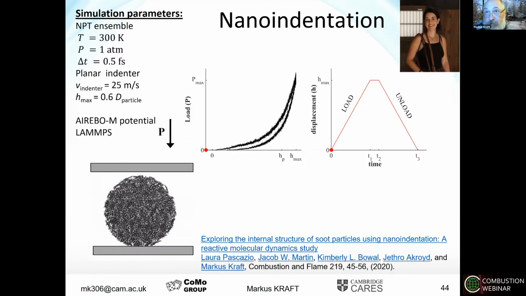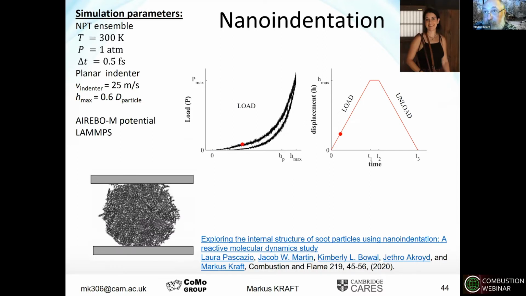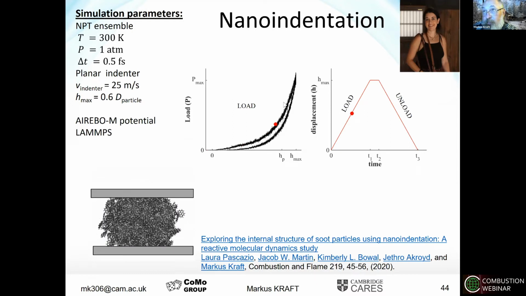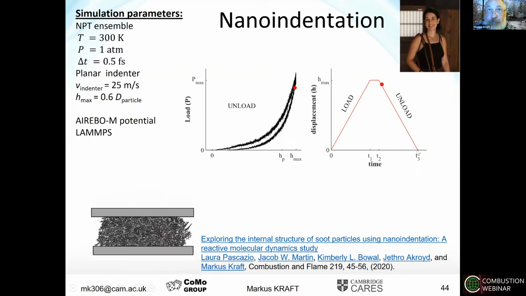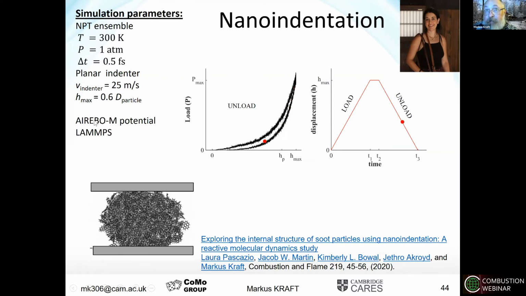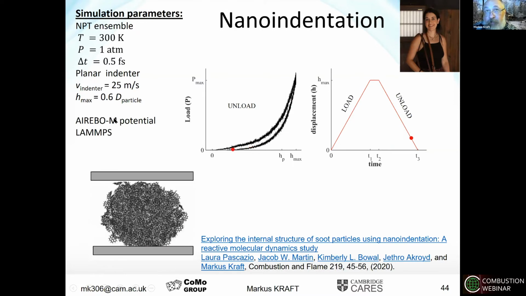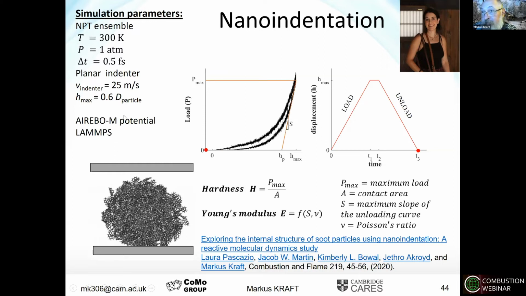So the idea was that Laura does this experiment using molecular dynamics, okay? And here you see an example. You see how the load is pushed on top, and you go over this tip, and then you do the whole process backwards. We used the following parameters, and this was implemented in LAMMPS using the AIREBO potential. And from this slope, you can calculate the Young modulus and the hardness of the particle. Right. Okay. So now back to Maria.